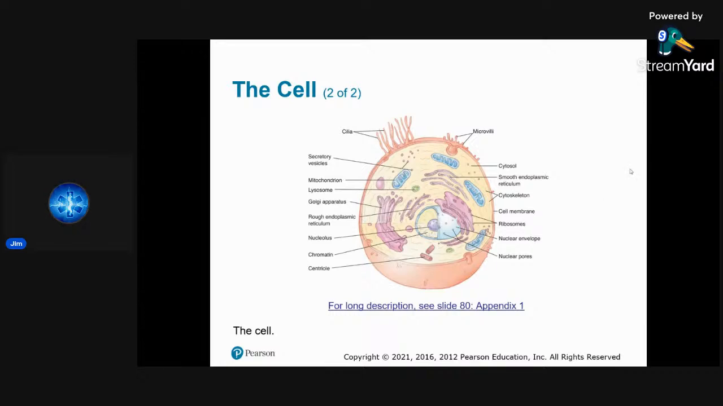Here's a diagram of a cell. We've all seen this from grade school biology all the way through chemistry in college. So we've all seen this picture before. It's a pretty basic diagram.